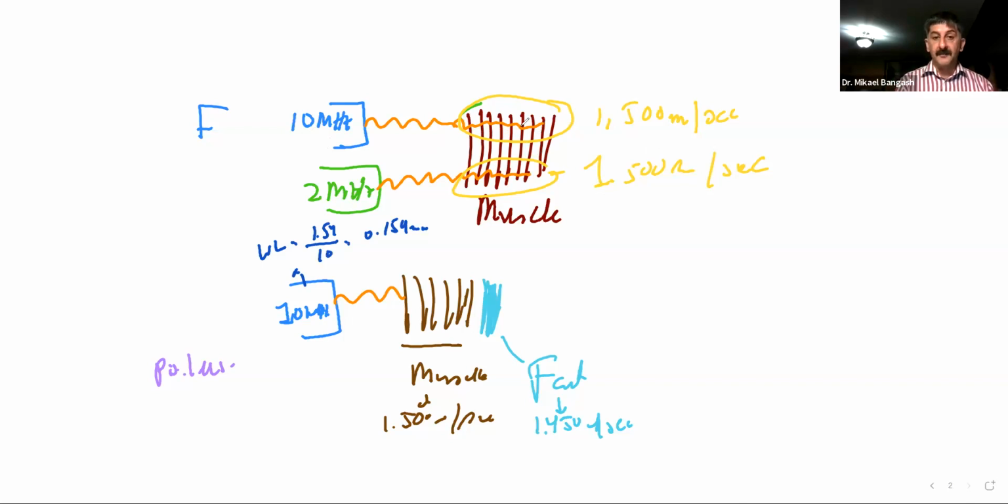Whereas if we had one transducer with a fixed frequency, as that sound travels through different tissues or different media, it's going to be traveling at different speeds.